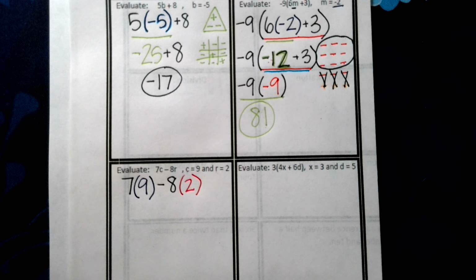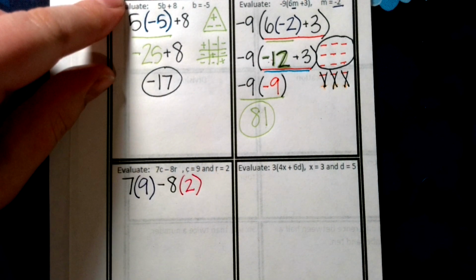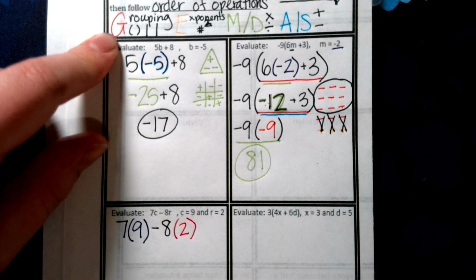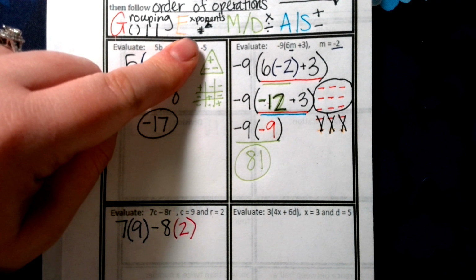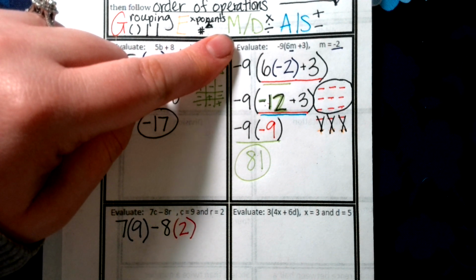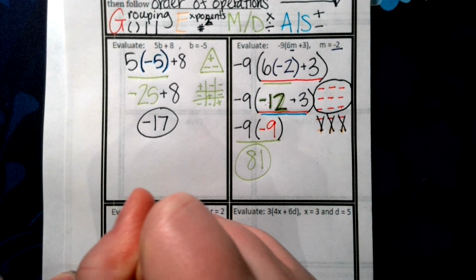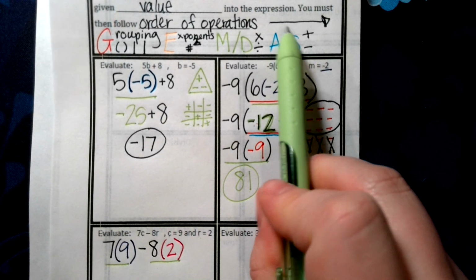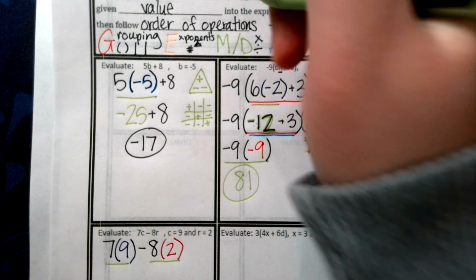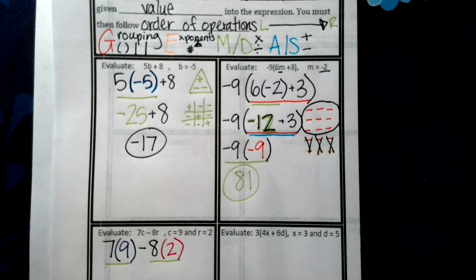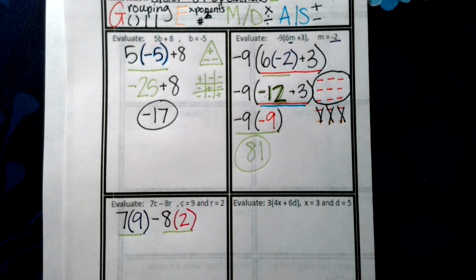What's the first thing I need to do? Is there any grouping? Nope, there's no math inside the parentheses. Are there any exponents? Nope, no exponents. Is there multiplication and division? Yes. We have 2 sets of multiplication. Does it matter what order I do them in? Yes, it does. Like we talked about up here, we're always working left to right. Let's write that up here. L for left, R for right. So first I have to do 7 times 9.